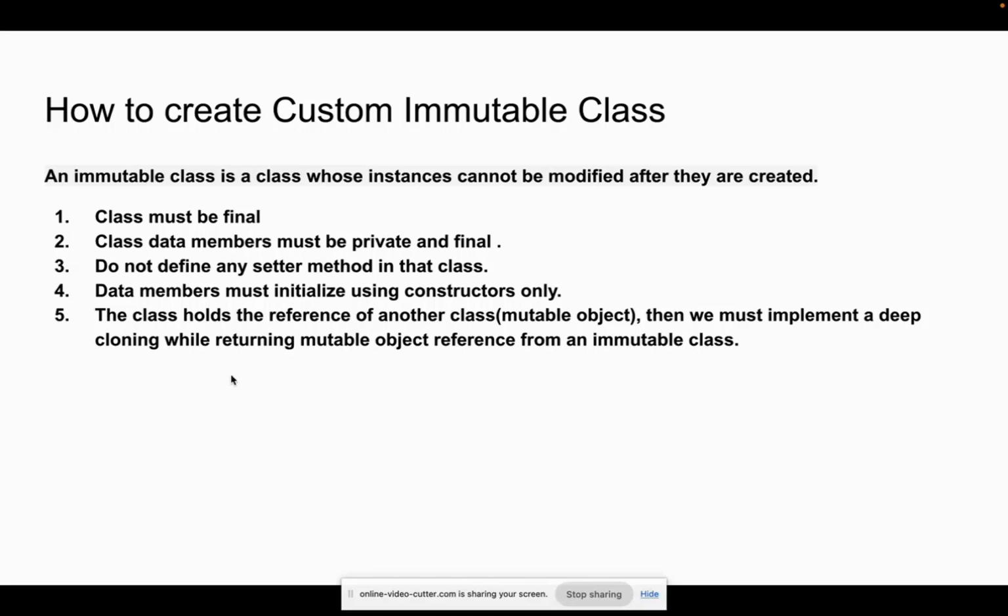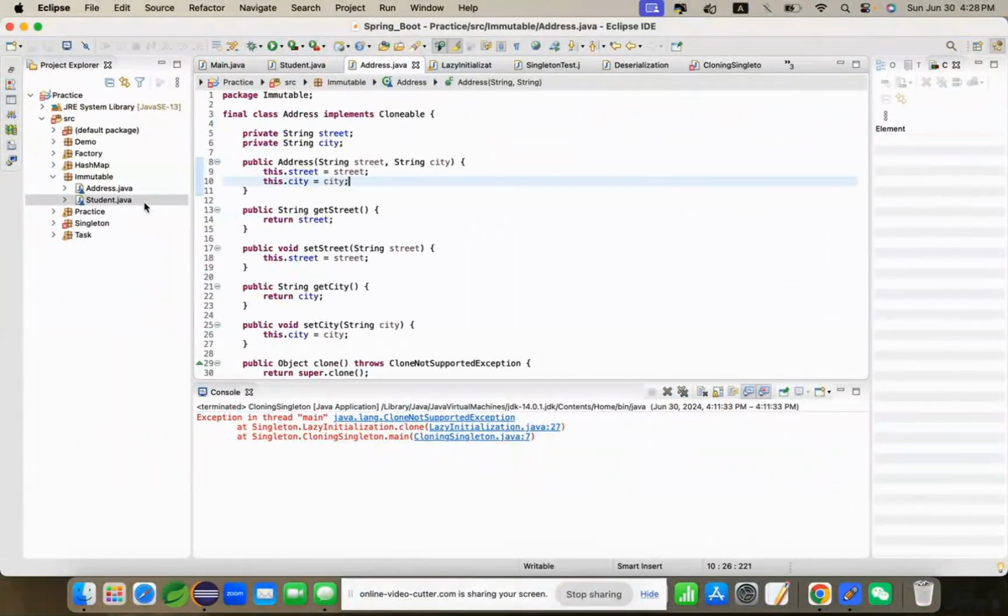And if the class holds the reference of another class, then we must implement deep cloning when returning mutable object references from an immutable class. If you just see each step, it's still hard to understand. So I already created a class, so you can quickly see in the class.